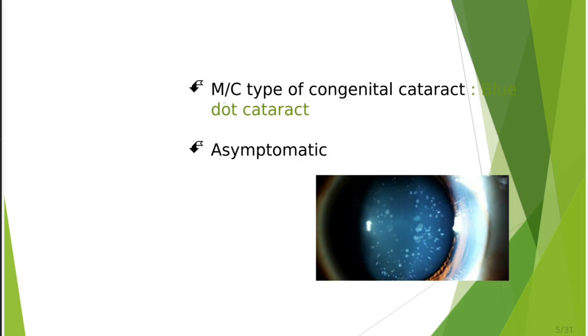The question they ask you here is, most common type of congenital cataract, what is it? It is something called, see, blue is not visible here. It is called, important question, blue dot cataract. See, congenital cataract means it is present from birth. That too, you guys know.